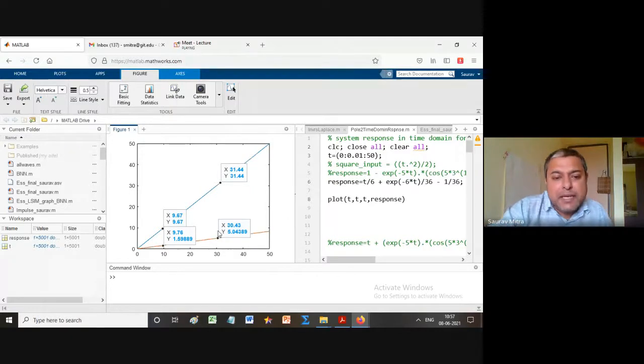That's why it is called steady state. Steady state means at t equal to infinity. The waveform is not getting steady.